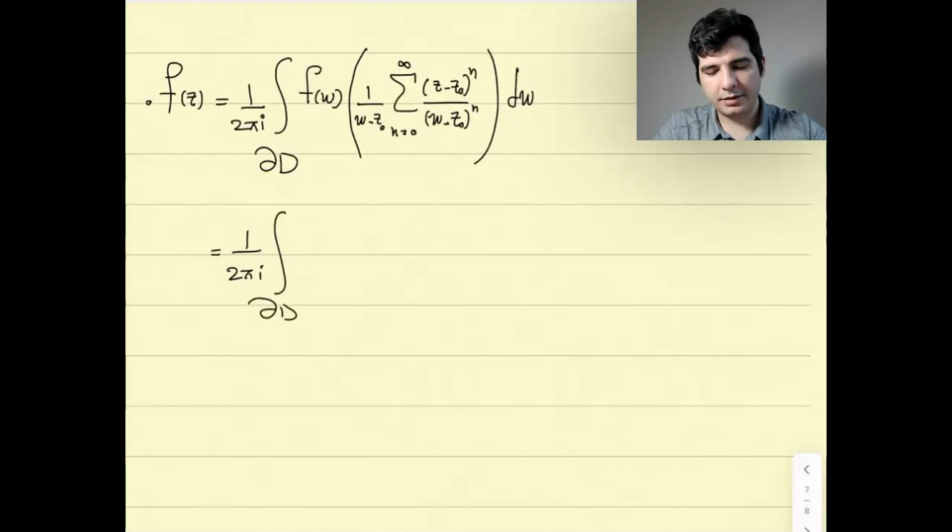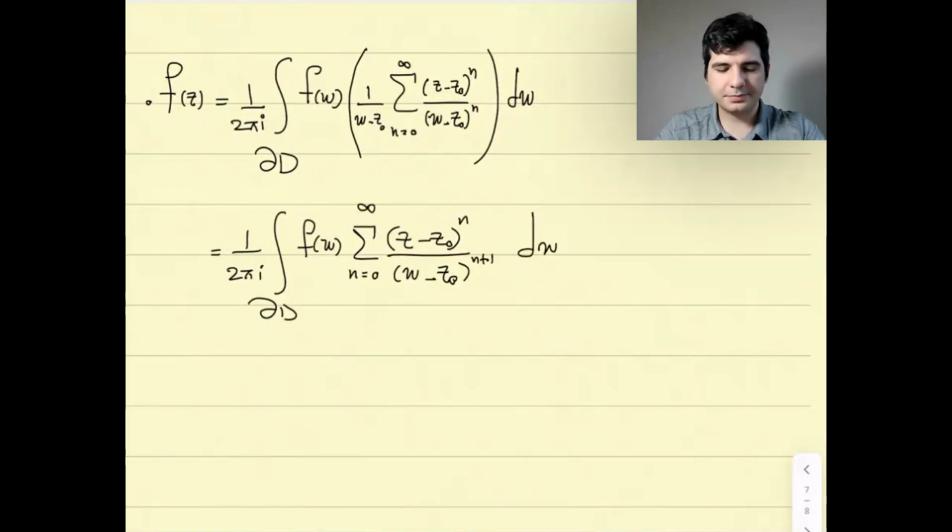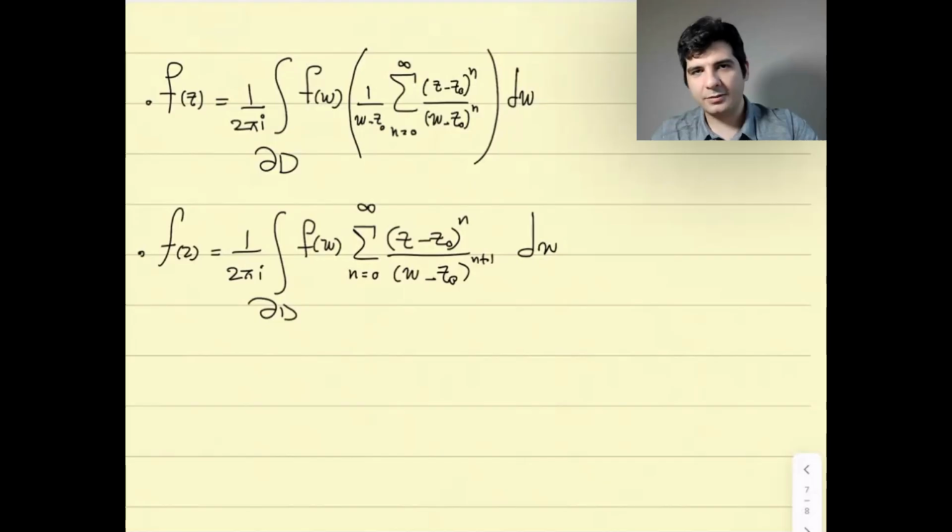And we can simplify this a bit. So we have the integral of f of w, and then we have the sum of z minus z naught to the n. And then here we have w minus z naught to the n, but there's another factor in the denominator, so it would be n plus 1. That n goes from 0 to infinity, right? So Cauchy's integral formula plus this simple fact that 1 over 1 minus a equals the sum of a to the n when a is small gives us this.